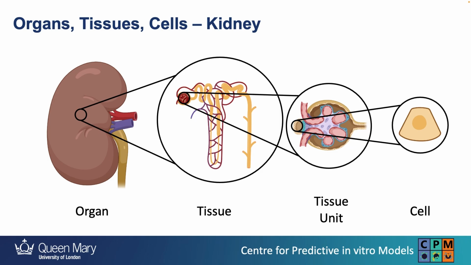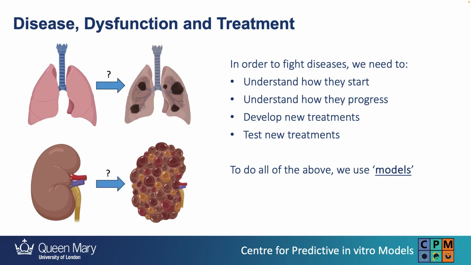Another example here of the kidney, exactly the same. So we have the organ, which is formed of these nephrons. The functional unit of the nephron is the corpuscle, and then this is made up of the kidney cells. We'll come back to this and why it's important a bit later on. So that's brilliant. We understand the structure of the organs, but what's interesting to researchers often is what happens when these organs go wrong. And in order to fight diseases that may occur in these organs, we really need to understand how they start, understand how they progress, develop new treatments, and then also to test these treatments.